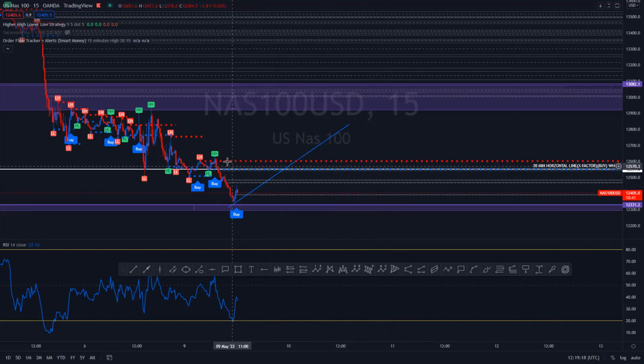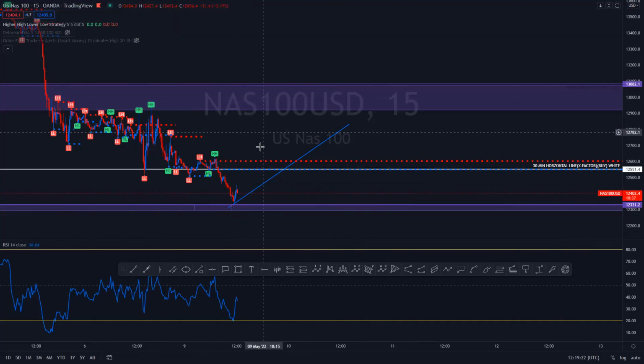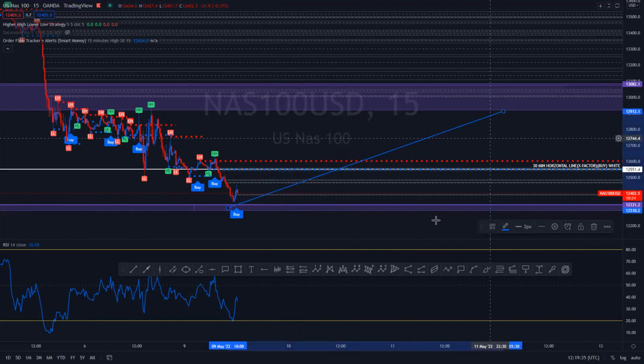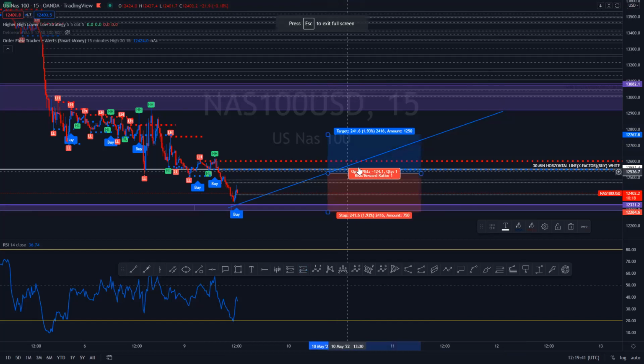But if price decides to buy up, then I'm looking for them to really drive price up to really mitigate all these areas and these imbalances. So what I'm going to actually do for the time being, that's my trend line here. I'm going to go ahead and place my risk to reward tool.